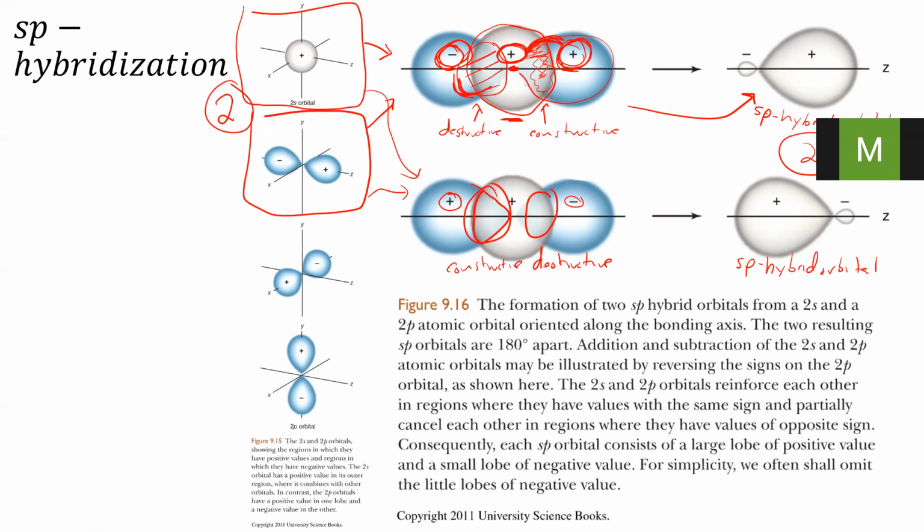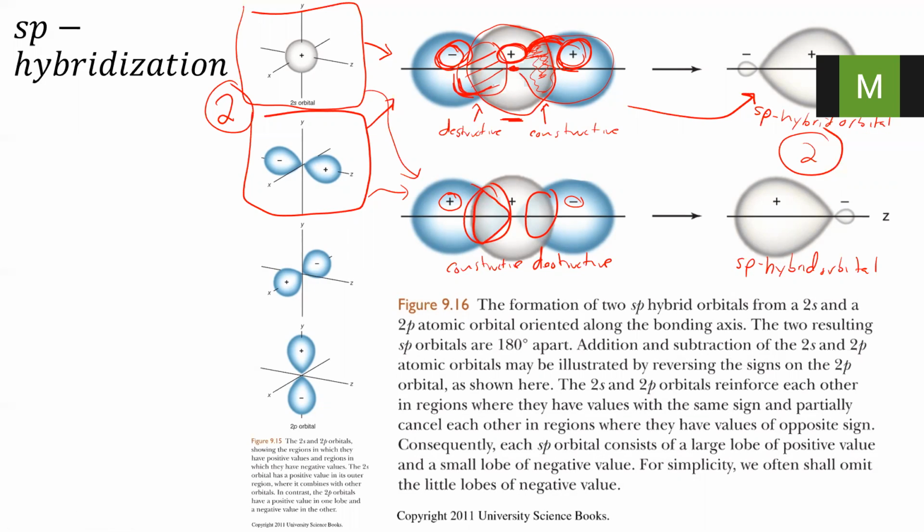All right. So what we're going to do is use this to explain the shapes of certain molecules. Now, something to note though is that there are these 2 other orbitals left over that are unhybridized. And so those remain on that central atom as pure atomic orbitals.